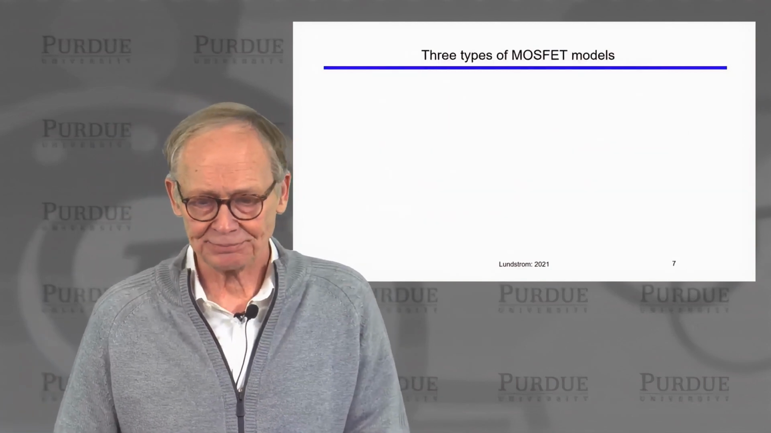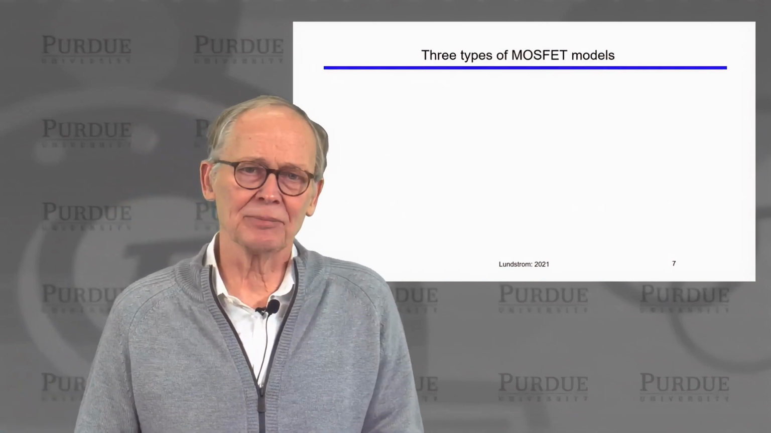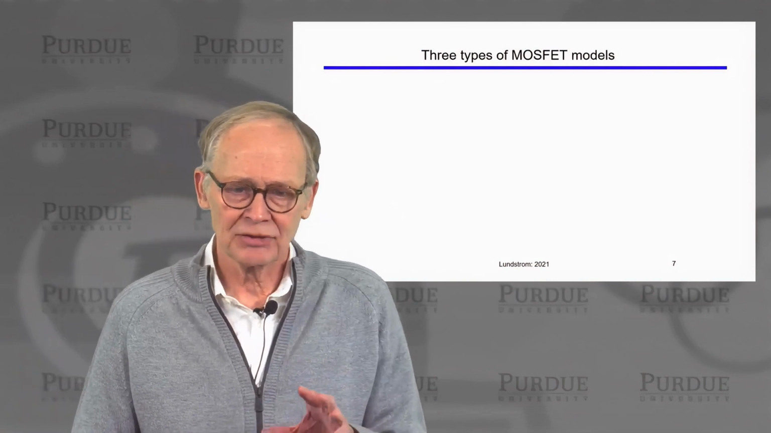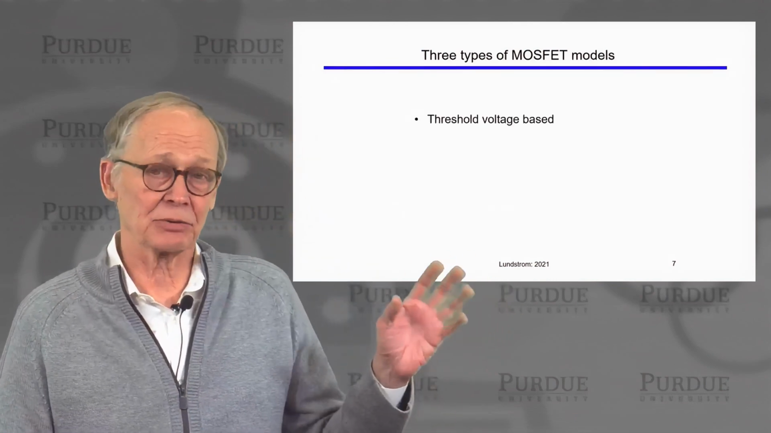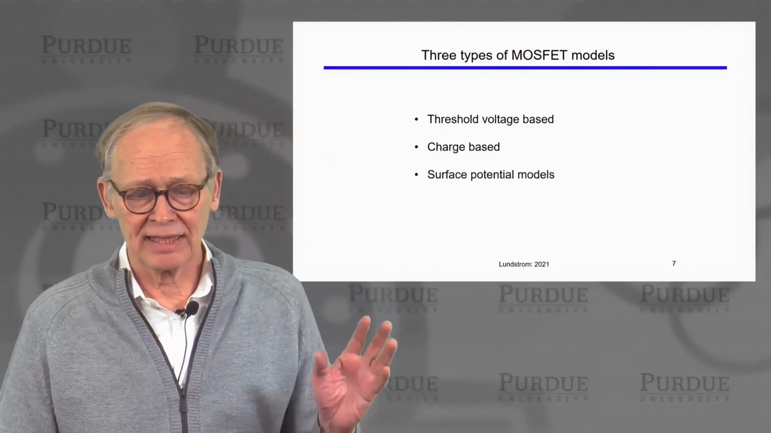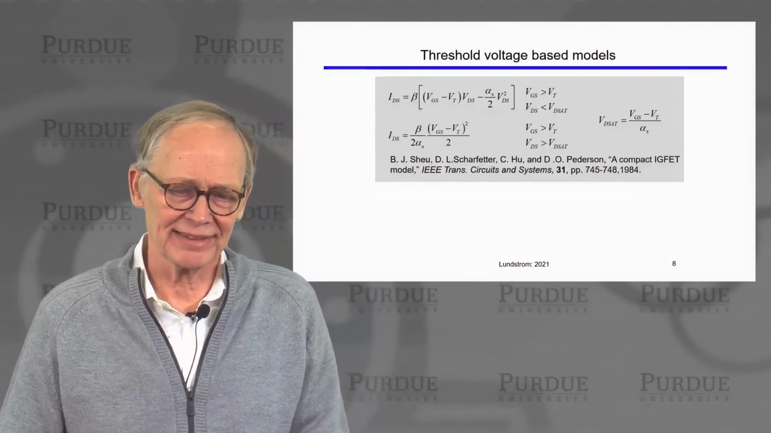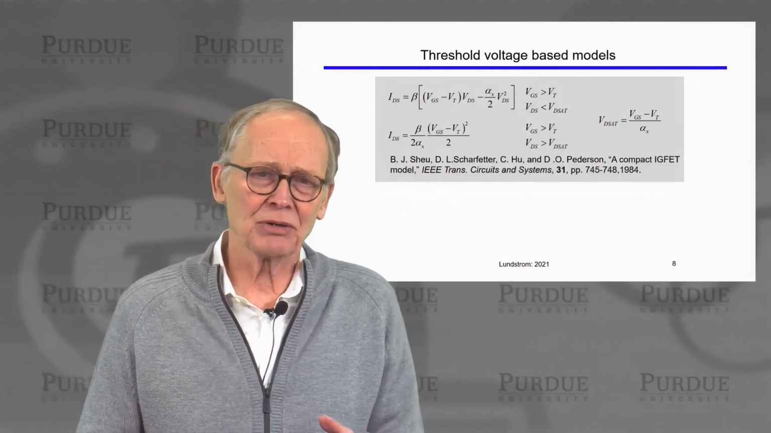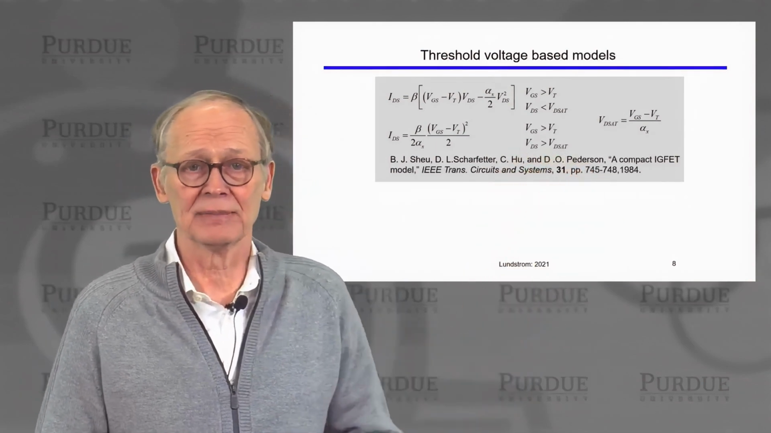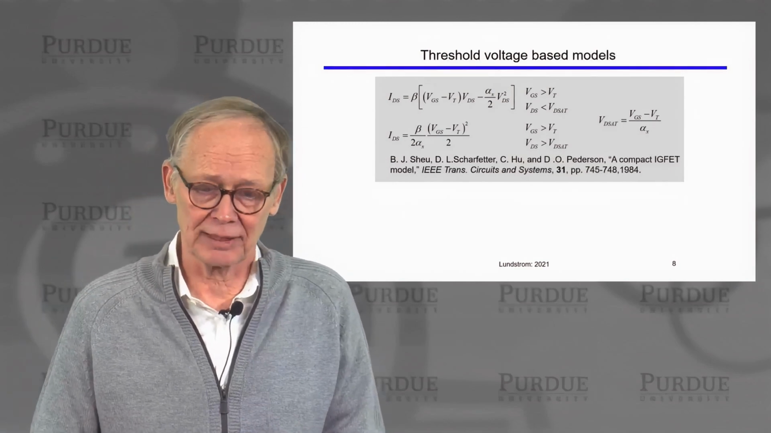Now, let me just discuss a few of the issues that compact model developers have had to deal with, just to give you a sense of what's involved. So there are three basic types of models. There's a threshold voltage-based model, there's a charge-based model, and there's a surface potential model. Let me just say a few words about what each of these is, a very few words. So threshold voltage-based models, we know what this is because we've talked about threshold voltage, and a version of our MVS model is a threshold-based model.